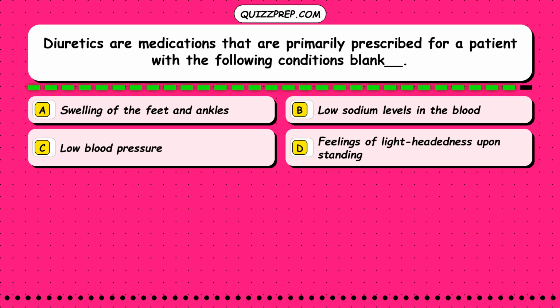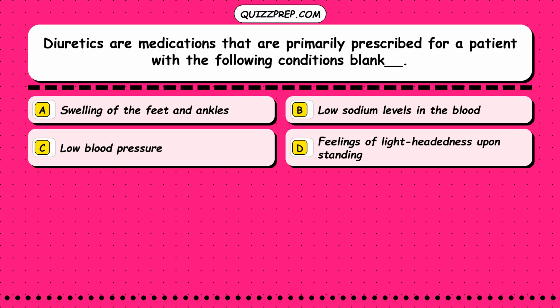Question 29. Diuretics are medications that are primarily prescribed for a patient with the following conditions. Option A, swelling of the feet and ankles. Option B, low sodium levels in the blood. Option C, low blood pressure. Option D, feelings of lightheadedness upon standing.